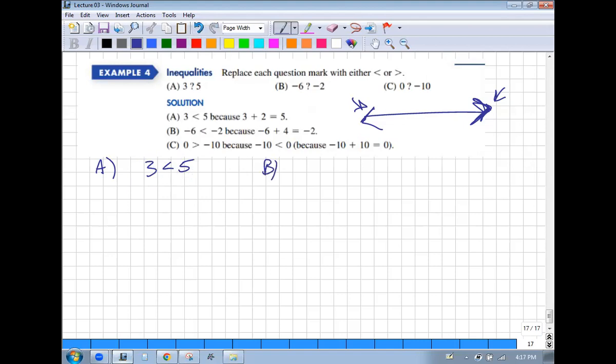B here, negative 6. Well, here's negative 6 and here's negative 2, right? Negative 6 is to the left of negative 2. Negative 6 is less than negative 2. And then C, we have 0 and minus 10. Here's 0 and over here is minus 10, right? 0 is bigger than minus 10. Y'all okay with that? It's easy to slip up and make a mistake there, right? Simple concept, but right, dyslexia is a real thing. We all make mistakes. So if you screw it up, don't worry, right? Try to program the brain to where you can do it reflexively.